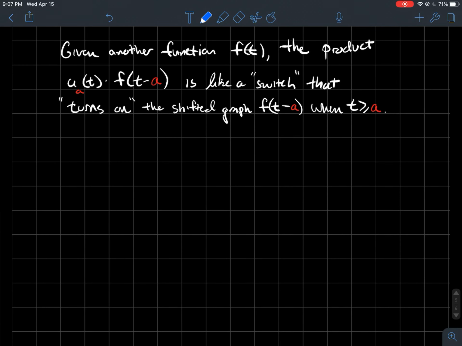If you're given another function, what's interesting is to take the product of u_a of t with your function. Remember maybe from college algebra that replacing t with t minus a shifts your graph to the right a units if a is positive, and to the left if a is negative. But when I multiply by the Heaviside function, it's kind of like a switch, and we'll see in a picture in a minute, it turns on the graph of this function whenever I am past the input a.